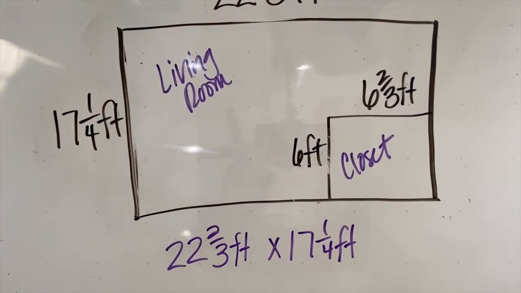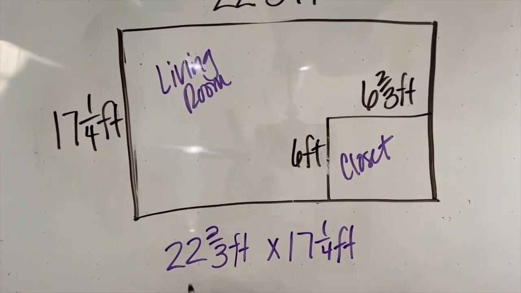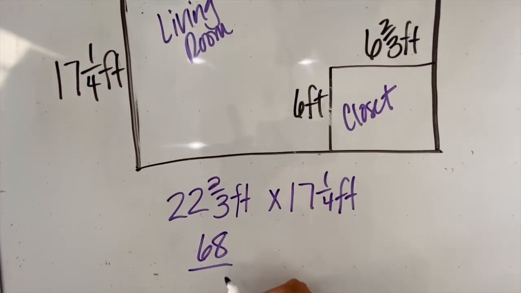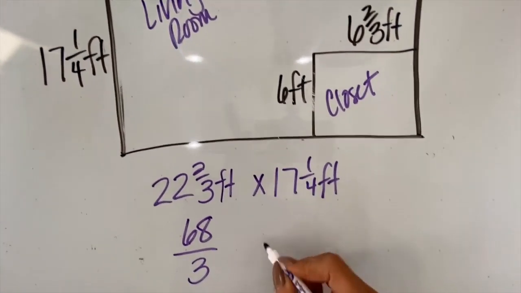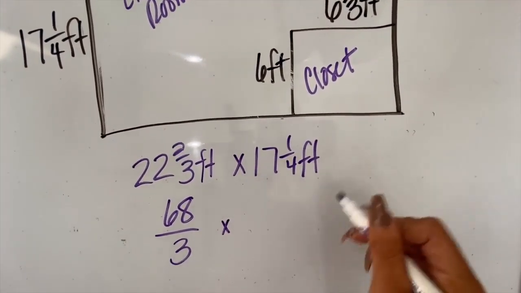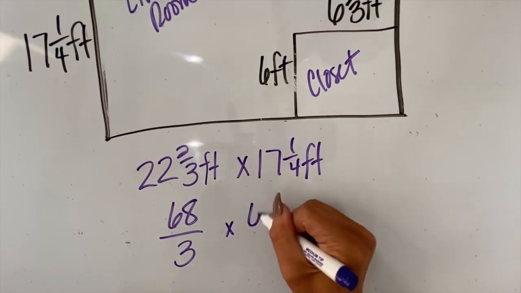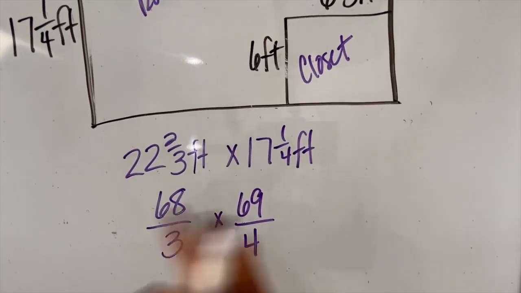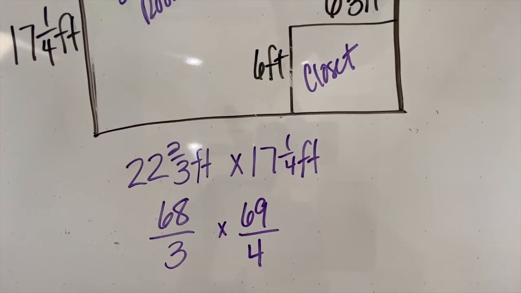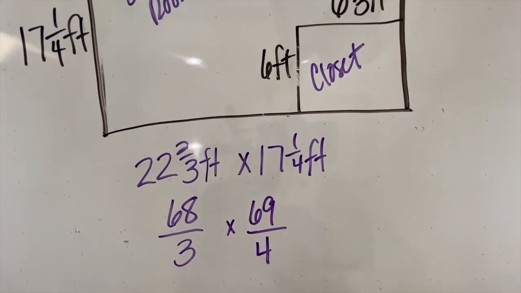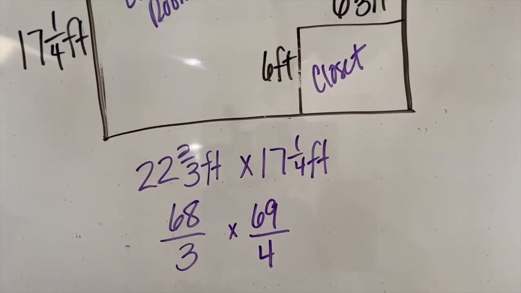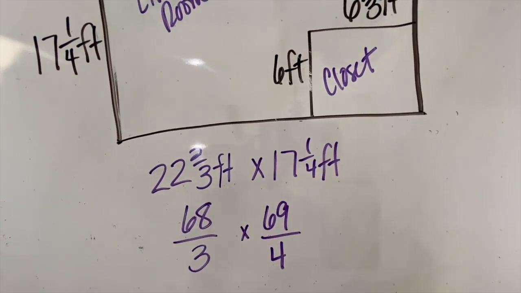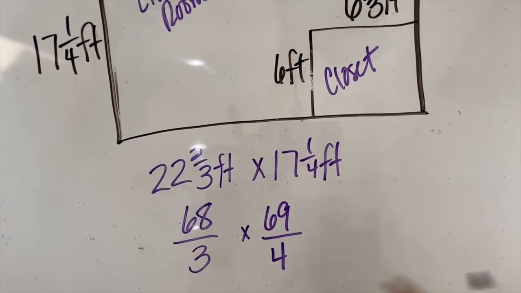Okay, so what I'm gonna do is take 22 2/3 and turn it into an improper fraction, 68 over 3. Same with this, 17 1/4 will be 69 over 4. Obviously you will need a calculator for this. Please don't feel like you need to do it without a calculator. That's not what we're focusing on. It's really just, are you able to multiply and divide fractions.